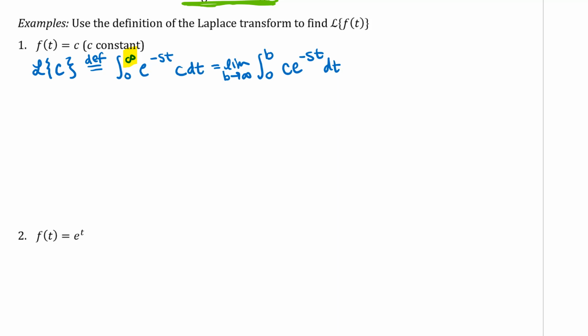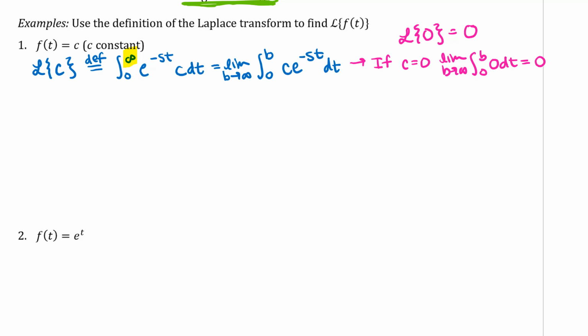So remember that c is a constant, but it can take on lots of different values. So I have some sort of different situations here. If c is 0, notice that this will just be the integral of 0, which is 0. So that's kind of a special case here. So the Laplace transform of 0 is 0.